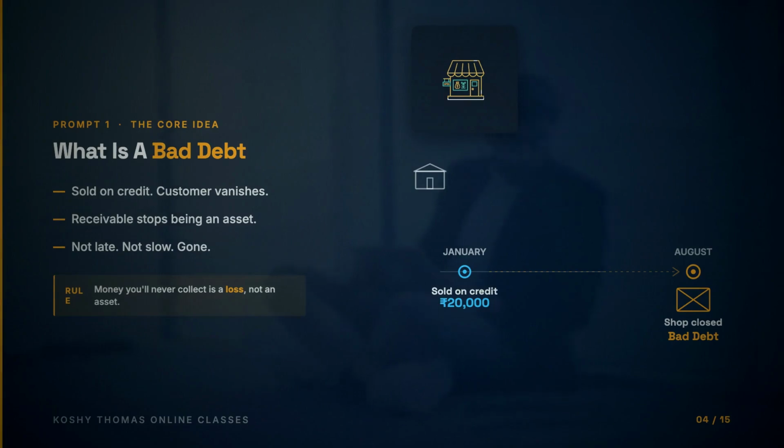So what actually is a bad debt? Picture a small shop. You sold goods worth 20,000 rupees on credit in January. By August, the customer has vanished, phone off, shop closed. That 20,000 sitting in your receivables? It's not an asset anymore. It's a loss. That's a bad debt, money you were owed, that you now genuinely believe you will never collect. Not just late. Not just slow. Gone. The moment you accept that reality, accounting says stop pretending it's still cash coming in.